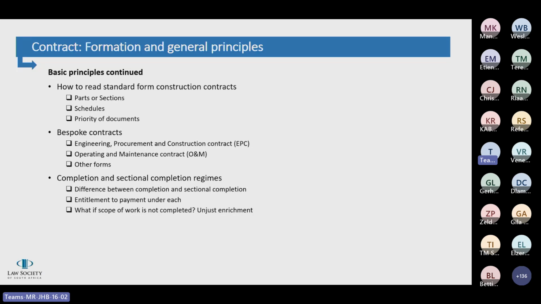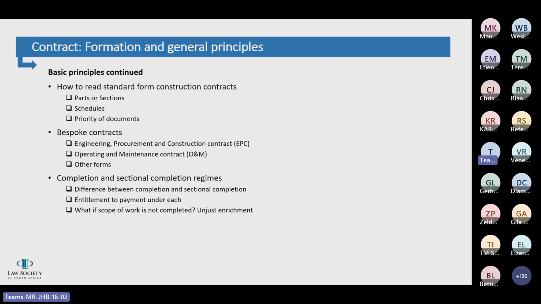Okay, then moving on to priority of documents. So the priority of documents clause, as I've mentioned before, is usually in the contract agreement section, and it provides for the general flow from the highest priority to the lowest priority of a contract document. And if there are any inconsistencies or ambiguity in the documents, that order of precedence will then determine which document takes precedence.